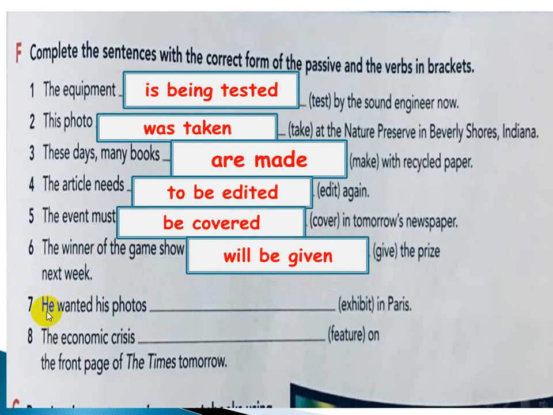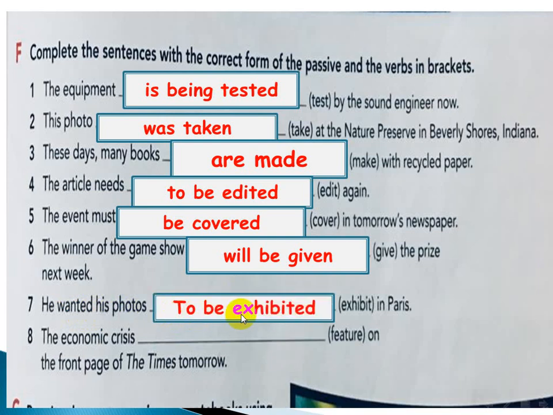Number 7 now. He wanted his photos in Paris. We have this verb. Please put a line under it. We have an infinitive verb. So how can I use the correct verb? You have to use to plus be plus verb 3. So the answer is "to be accepted."